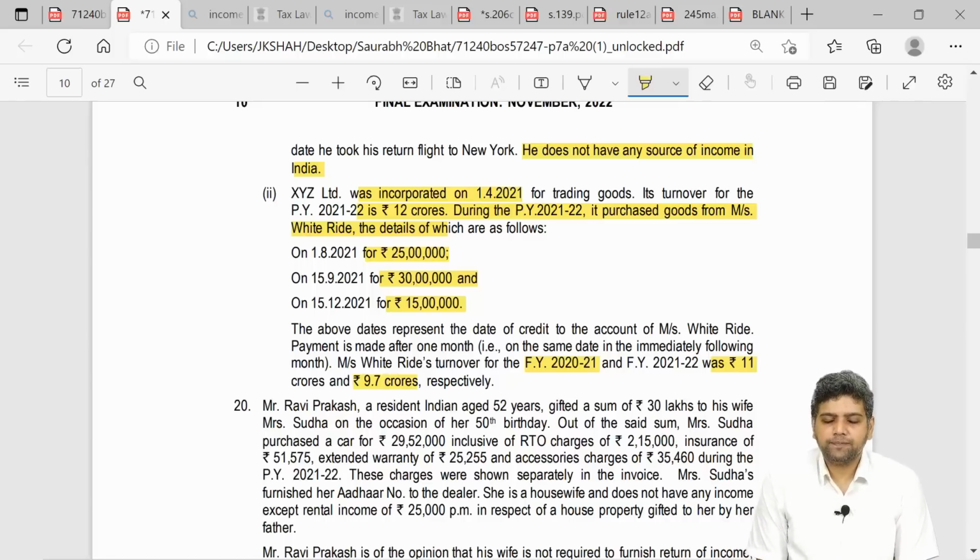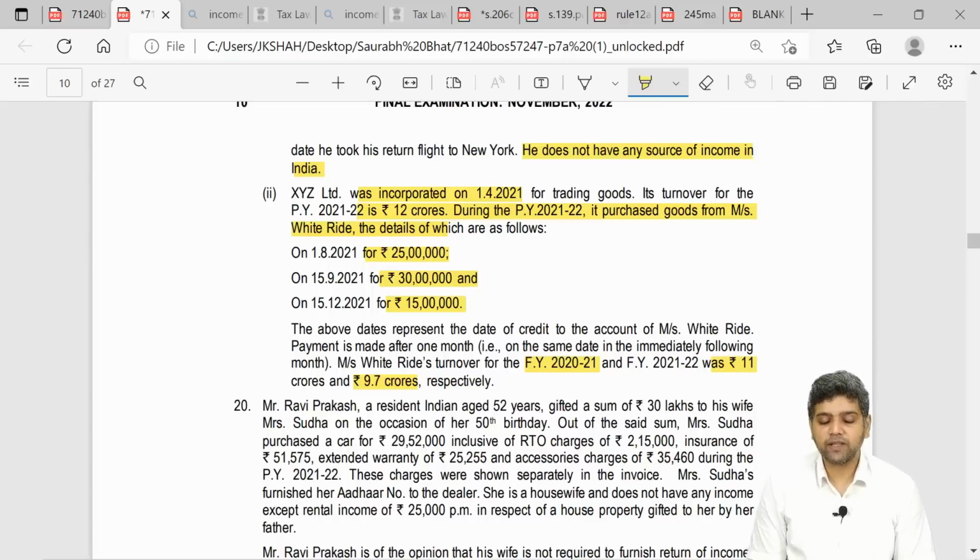We know that in case purchase of goods are made by a person and the value of purchases exceeds 50 lakh rupees, then the buyer, purchaser, is required to withhold tax at 0.1% on the value of purchases exceeding 50 lakh rupees. But 194Q, that is this TDS provision, is applicable in case the turnover or gross receipts of the buyer in the preceding year were exceeding 10 crore rupees.